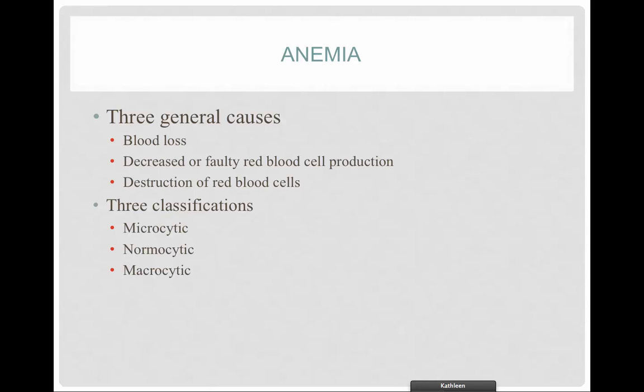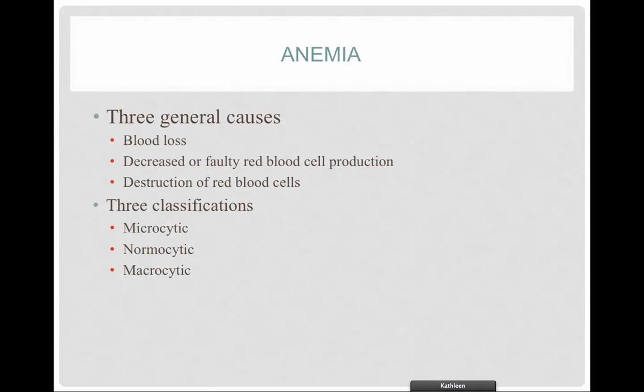You can have a decrease or faulty red blood cell production, and that is labeled as hypoproliferative anemia. These are considered iron deficiency anemia, vitamin deficiency, B12 or folate, bone marrow and stem cell problems, and chronic kidney disease, where you have a decrease in erythropoietin production. Hypothyroidism and other chronic diseases can cause this faulty RBC production, like cancer, infections, lupus, and rheumatoid arthritis.